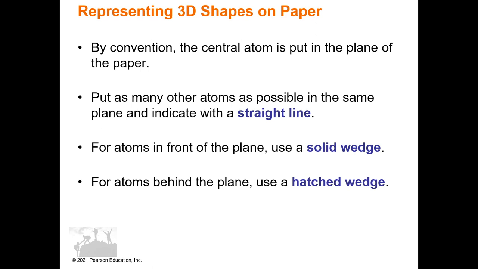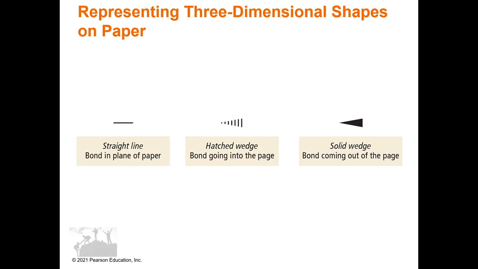If we're trying to indicate atoms that are in the same plane, we have to draw regular straight lines. There are going to be some atoms that stick out of the paper towards you, and that's where you would need to use a solid wedge to connect the central atom to a terminal atom. And for atoms that stick out away from you, you would then use a hashed wedge. So the straight line, obviously, you've been using already. This is how you would draw the hashed and the solid wedges.